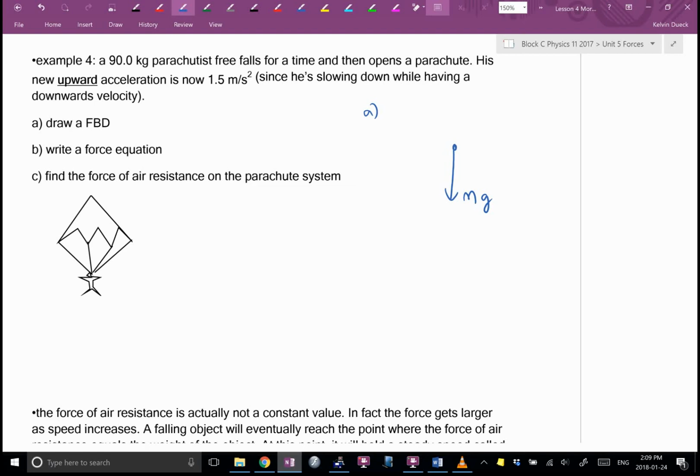Which way is this parachutist accelerating? Read the question carefully. So which way is he accelerating? Which way does the bigger arrow have to be pointing? There has to be a force up that's bigger than mg. What force is that? Oh, the parachute. What have we called that force today? We've given it a special name. Drag or air resistance. I'll call it F air again, but if you called it F drag, I'd be fine with that too.